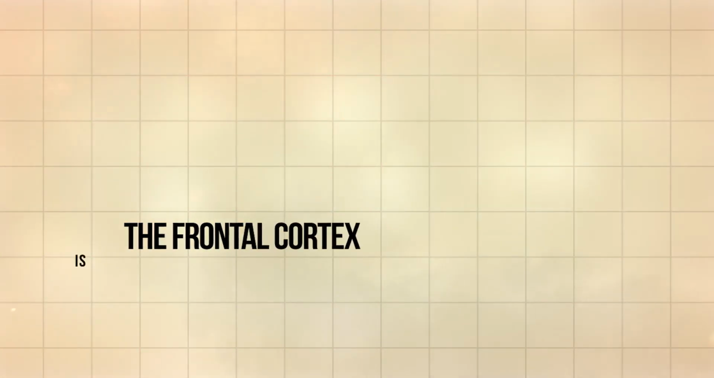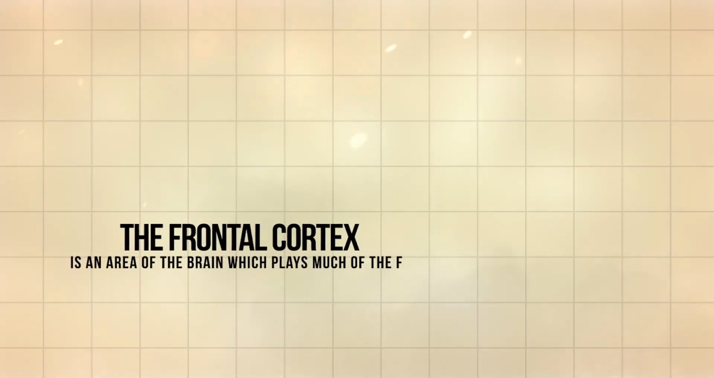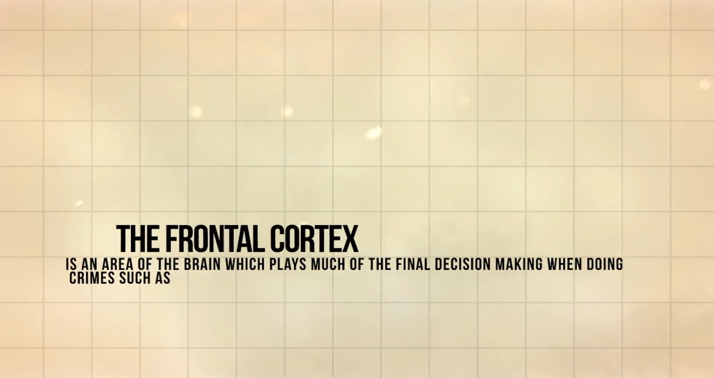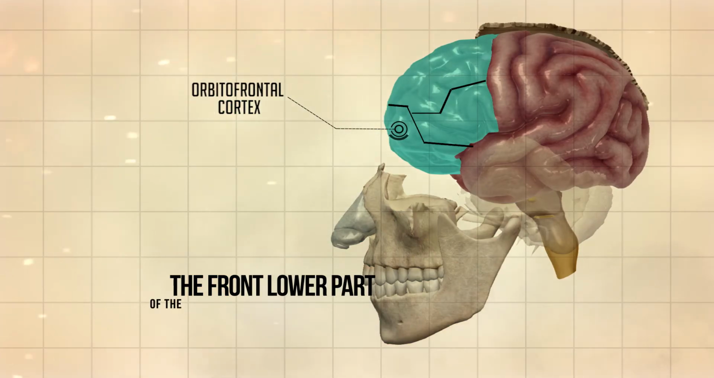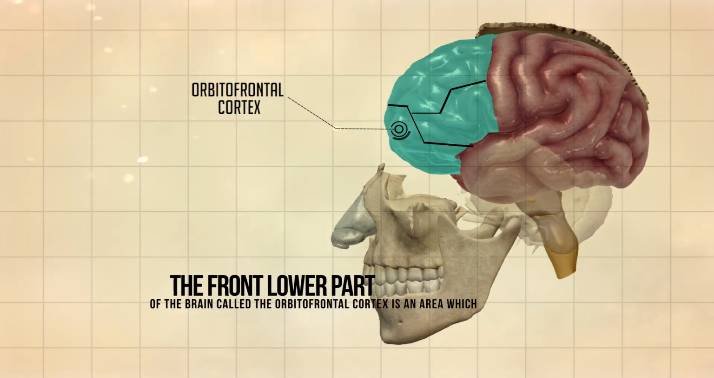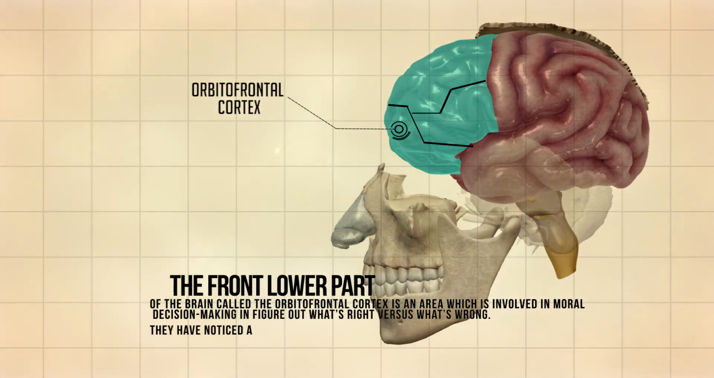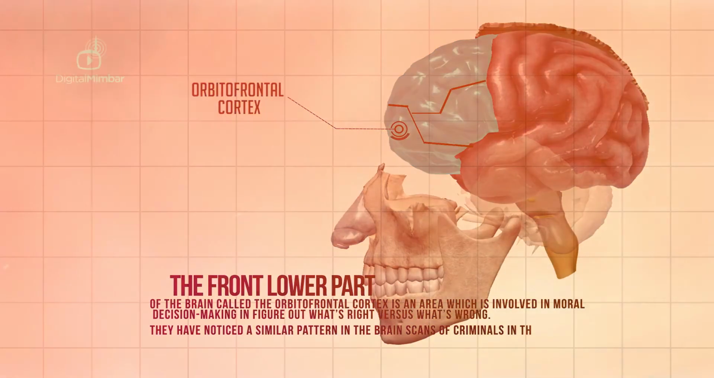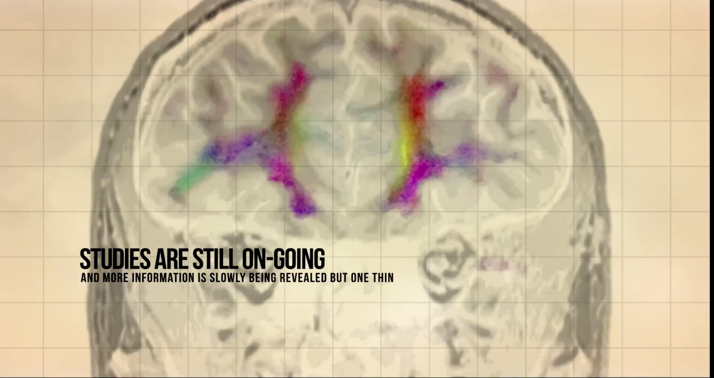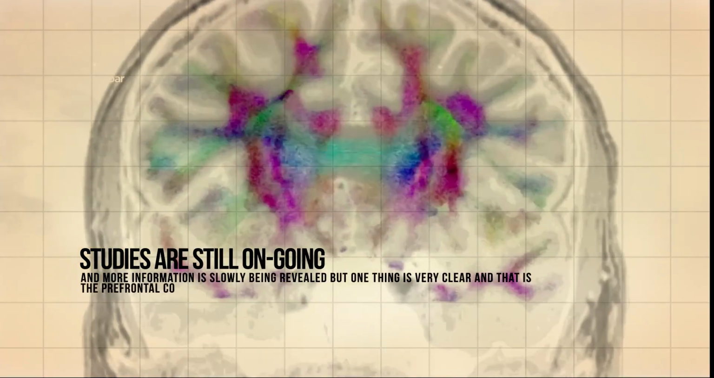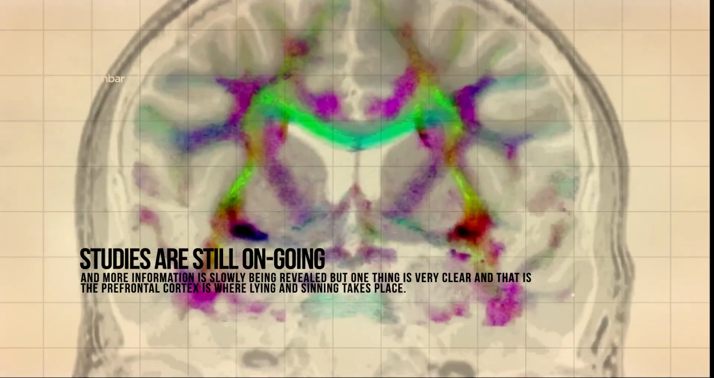The frontal cortex is an area of the brain which plays much of the final decision making when doing crimes such as murders, serial killers, rapists, robbers, etc. The front lower part of the brain, called the orbitofrontal cortex, is an area which is involved in moral decision making and figuring out what's right versus what's wrong. They have noticed a similar pattern in the brain scans of criminals in this region. Studies are still ongoing and more information is slowly being revealed, but one thing is very clear, and that is the prefrontal cortex is where lying and sinning takes place.